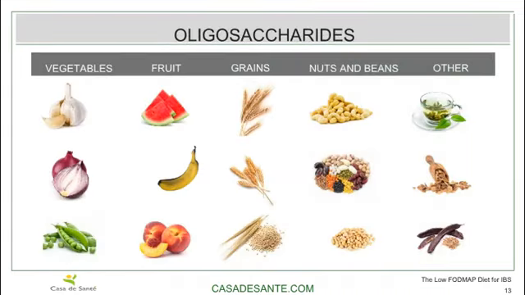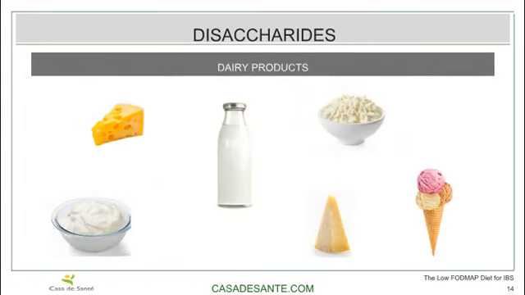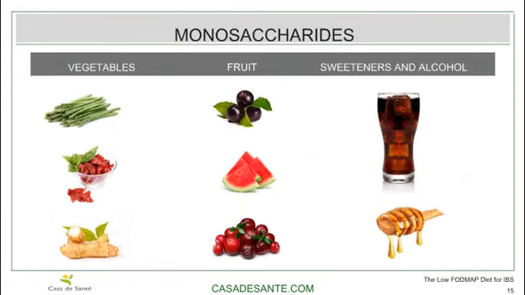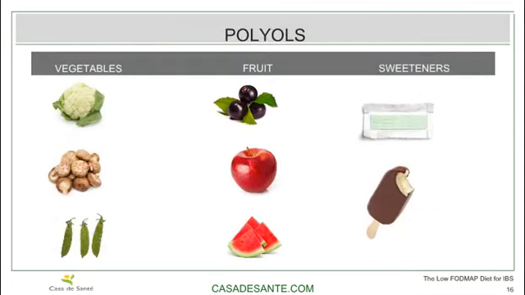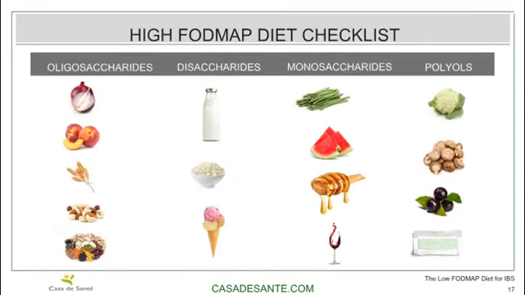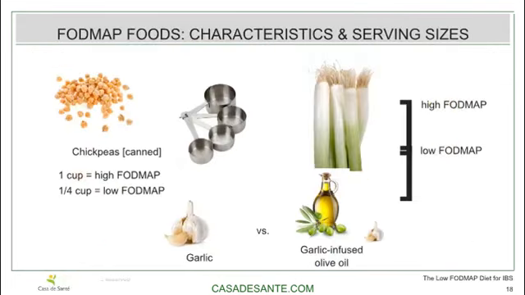Oligosaccharides are found in vegetables, fruits, grains, nuts and beans. Disaccharides are found in dairy products. Monosaccharides are found in vegetables, fruit, sweeteners and alcohol. Polyols are found in vegetables, fruit and sweeteners. High FODMAP diet checklist of oligosaccharides, disaccharides, monosaccharides and polyols. Low FODMAP serving sizes for some foods.